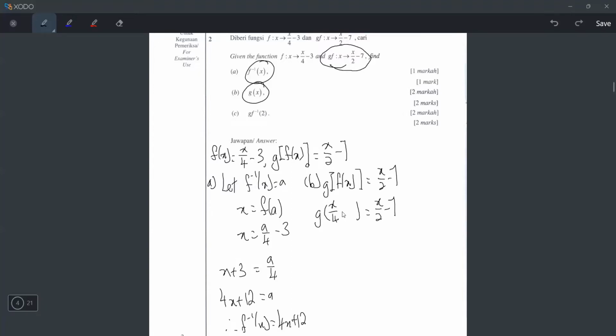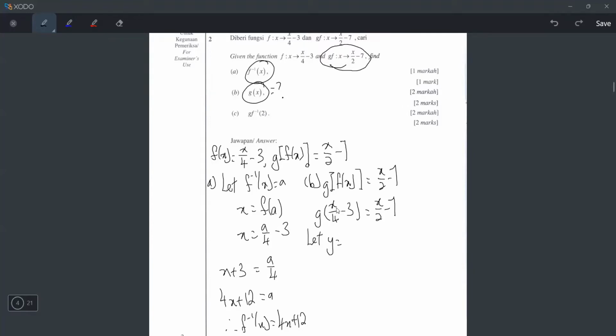So you should substitute it in, right? So after you substitute the x over 4 minus 3 inside, then you cannot do anything already, right? Because there's nothing you can do already. Because now after you substitute fx, now you have to do g already. But g is what they want you to find. So you cannot do anything now. So what you do is you will let y equals to bracket. Remember, when you do function question, and when you are stuck, and you don't know how to continue, you always do this. Let y equals to bracket.